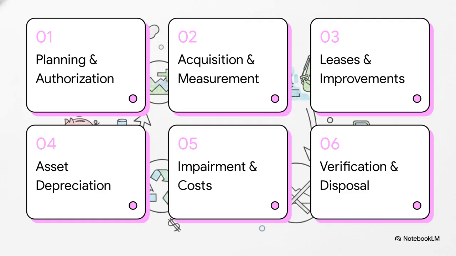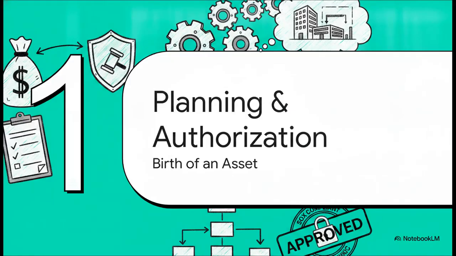Here's our roadmap. We're looking at 1. Planning and authorization. 2. Acquisition and initial measurement. 3. Leases and leasehold improvements. 4. Calculating asset depreciation. 5. Impairment and subsequent costs. And finally, 6. Verification and final disposal. All right, Section 1, Planning and Authorization, the birth of an asset.